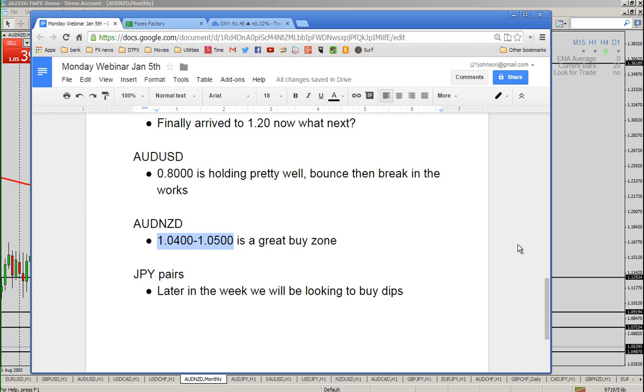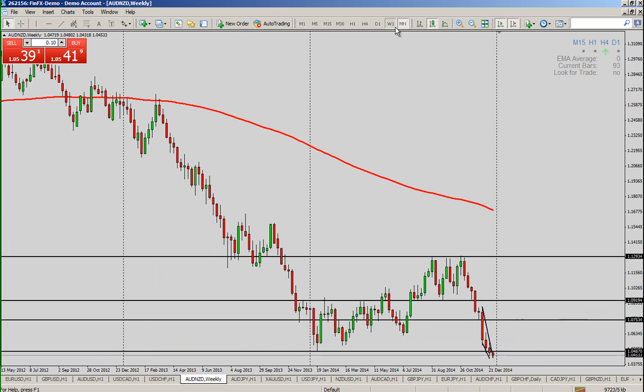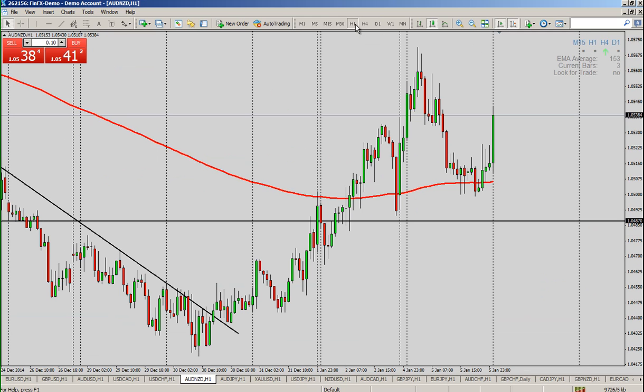So 1.12 should be a great profit target, and between 1.04 and 1.05 is a great area to be buying the Aussie New Zealand. So jump in on this thing, let it ride, let it rock and roll, make some money on it. If you're not in it yet, just pending orders are fine. We have lots of Aussie and New Zealand news coming up. This thing's going to hop all over the place.